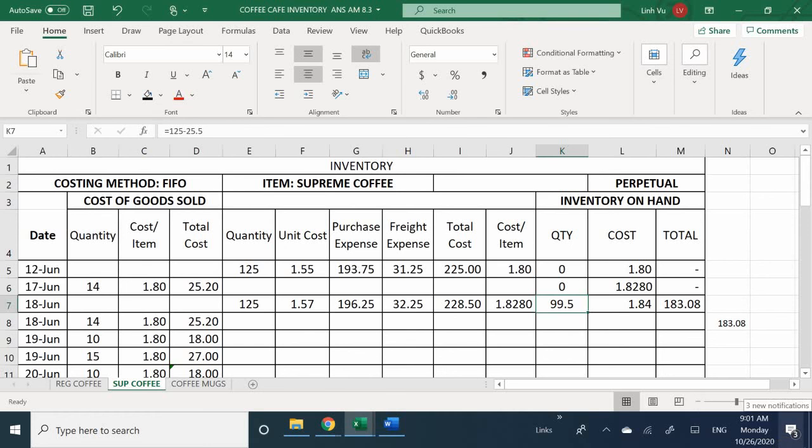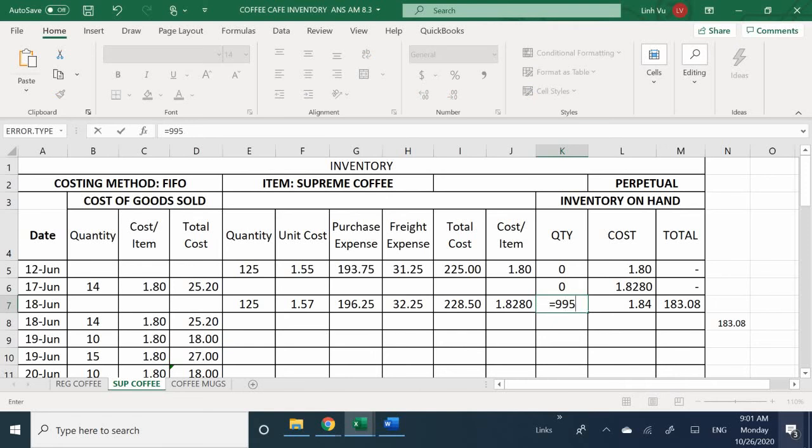Let me update the on hand. Minus 99.5 minus 15 becomes 84.50. The same price for items. Okay. Good.